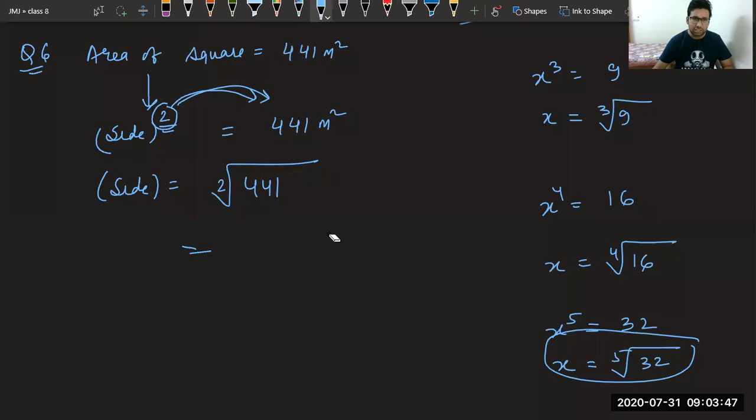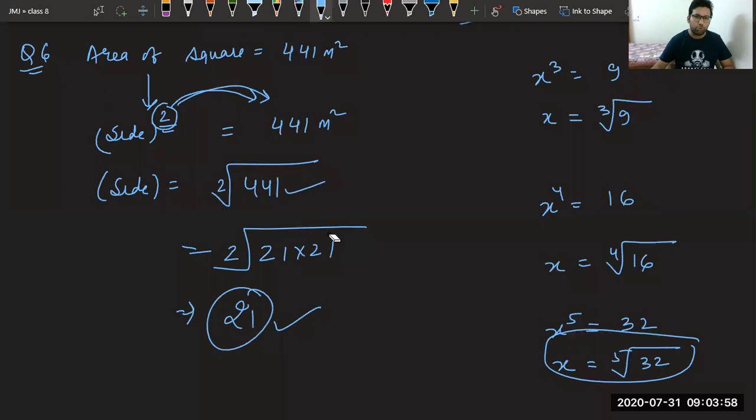So the answer in this case, Harshul, is 21 into 21, and the answer will be 21. You can find this square root by the prime factorization method or long division method, whichever way you want. Okay, Harshul? Okay. Now, question number 7.